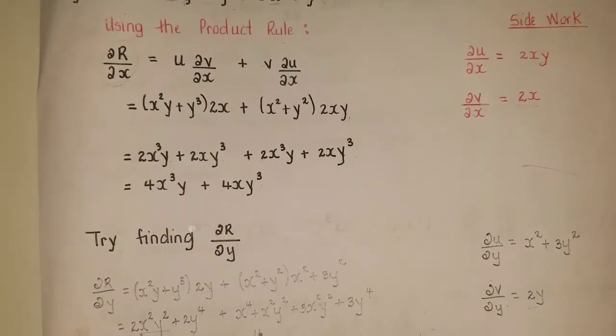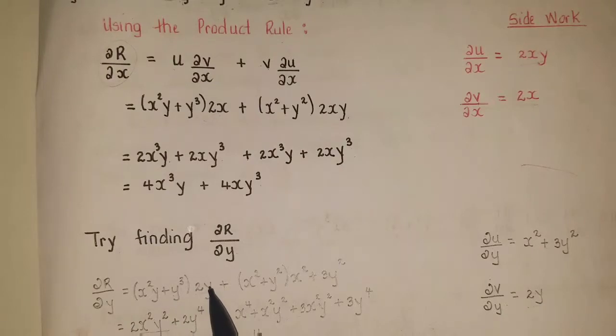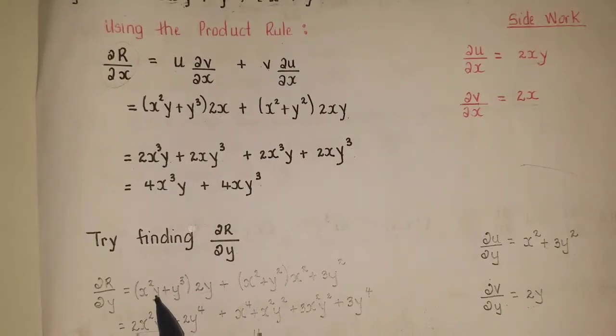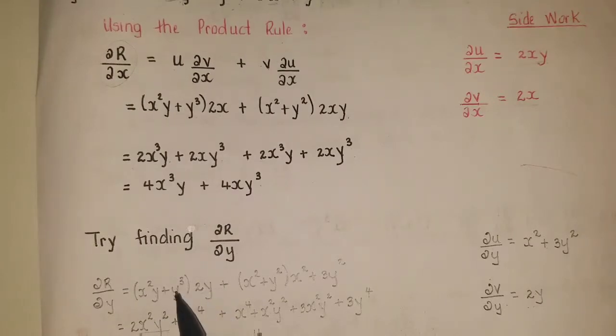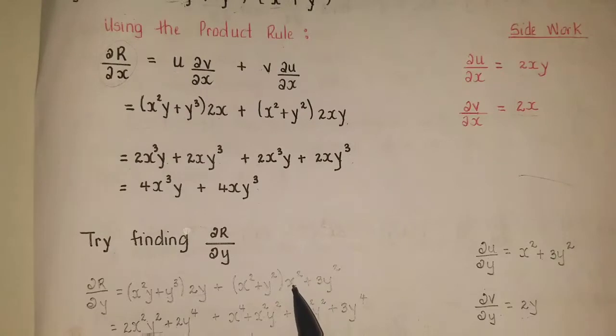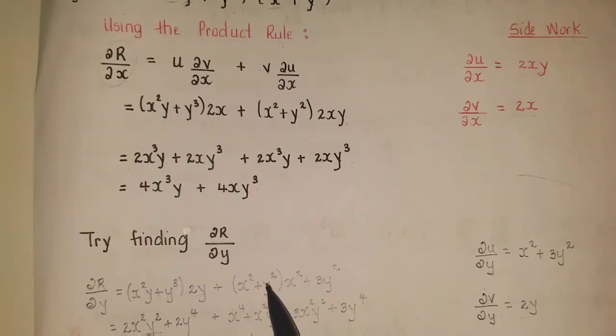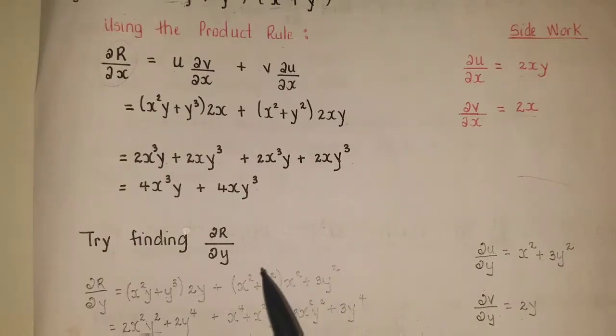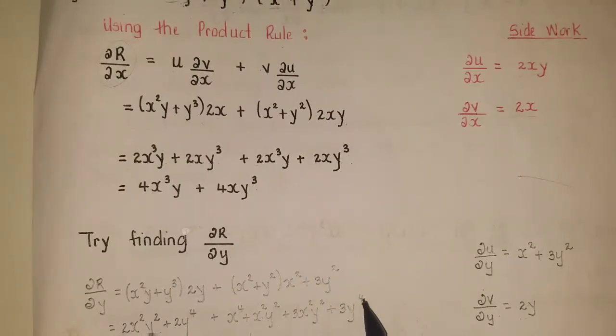but let's just go ahead and simplify. So 2y times x squared y will give us 2x squared y squared. 2y times y cubed is 2y to the fourth. x squared times x squared is x to the fourth, and x squared times y squared is x squared y squared. 3y squared times x squared is 3x squared y squared, and 3y squared times y squared is 3y to the fourth.